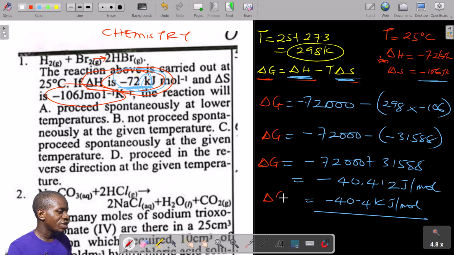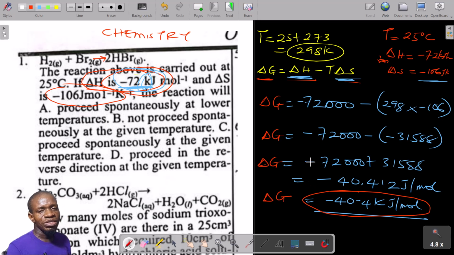So the final answer that we have is delta G, and you can see that our delta G is negative. Remember, I told you that if our delta G is negative, will our reaction be spontaneous or not? The reaction is going to be spontaneous. So let's look at our options and see the correct answers that we have.